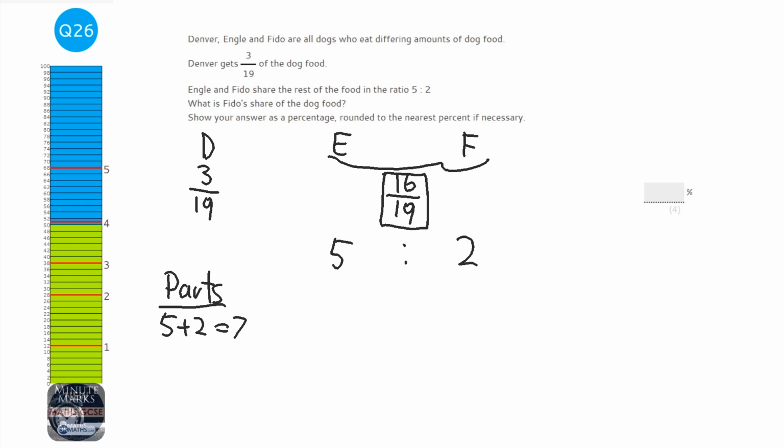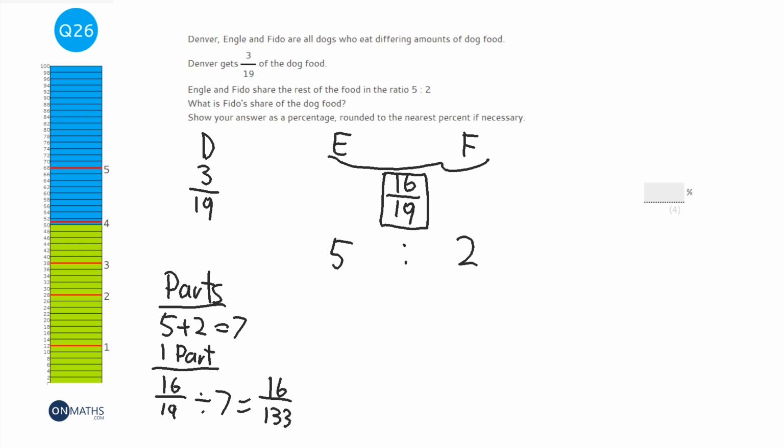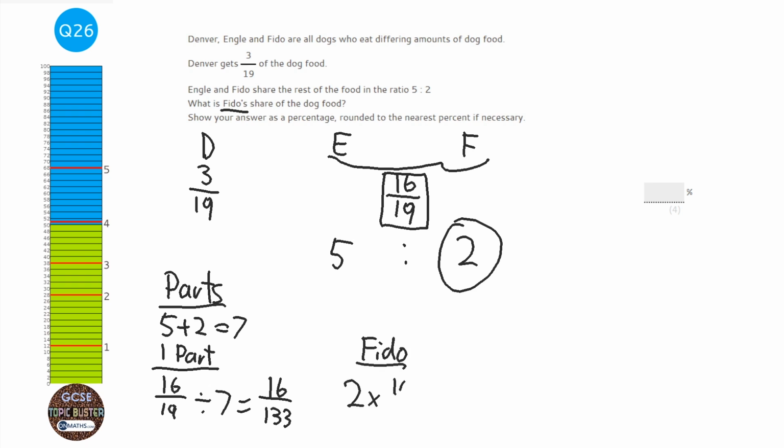Okay, and each part, so one part is going to be worth, well, as a fraction, it's 16/19 divided by 7. So 16/19 on the calculator divided by 7, which gives us 16/133. So that's the fraction of each part. Now it says, show what is Fido's share. So we're looking for Fido's share. Now Fido gets 2 lots of that. So looking for Fido, he gets 2 lots of that fraction.